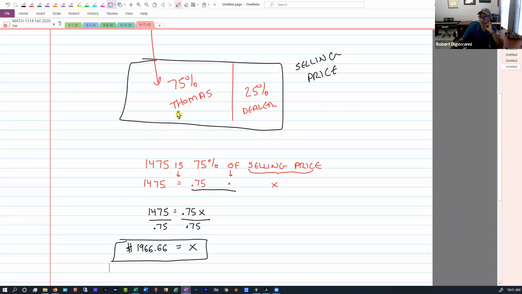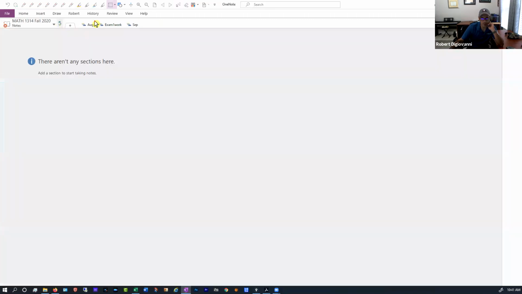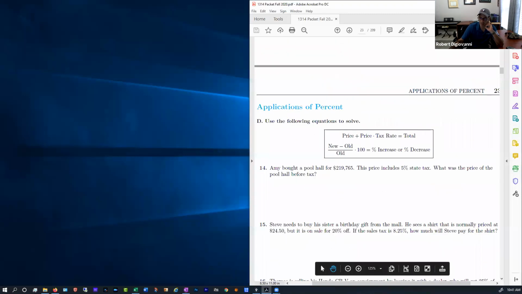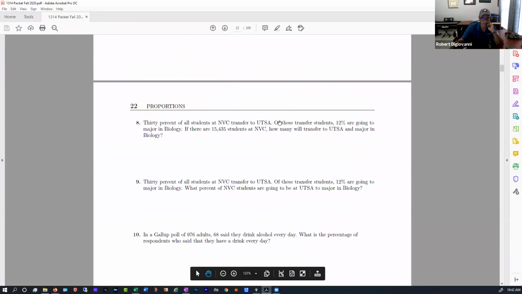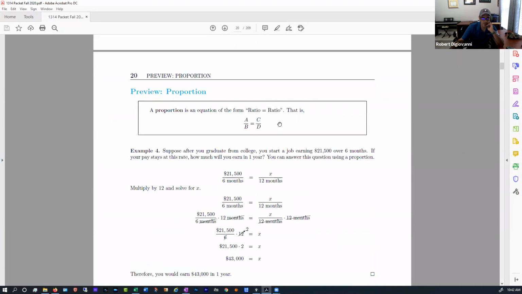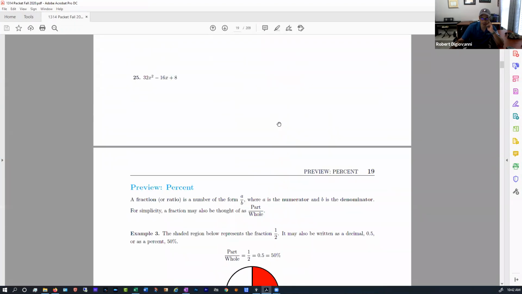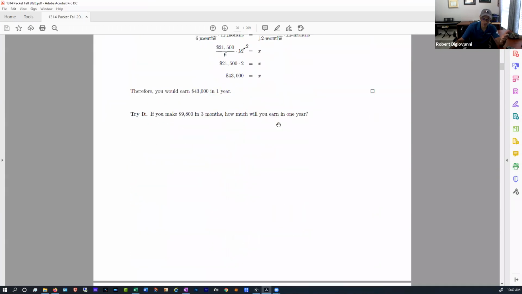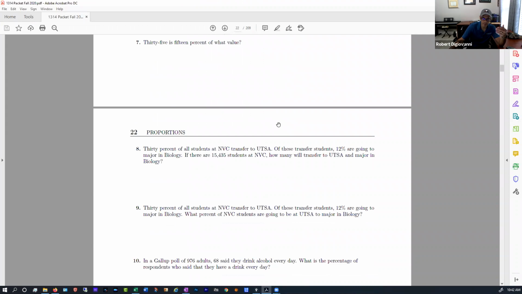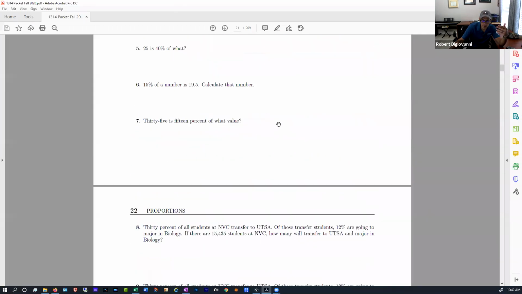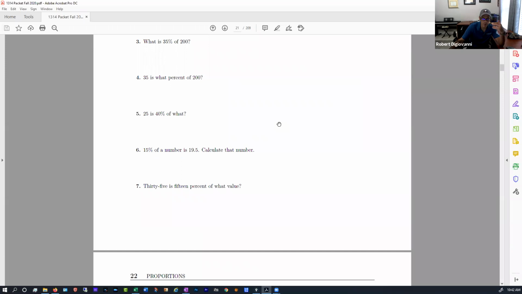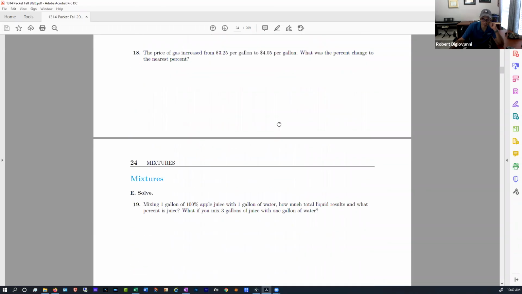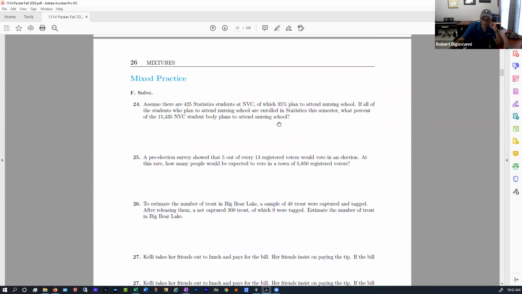Okay, we're going to wrap it up. I just want to look at the packet real quick and talk about the homework, like what you should be looking at doing at this point. This is the section we started out, it's on page 19 where the section started. We're talking about percents, proportions, more about percents, applications. Now we haven't finished all the applications. We haven't done mixtures.